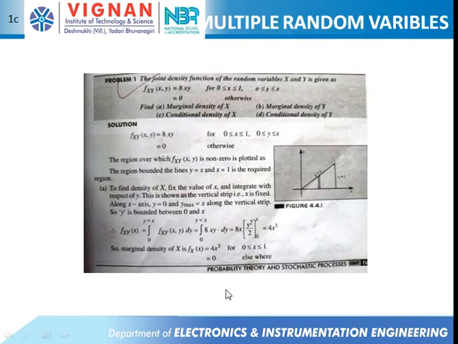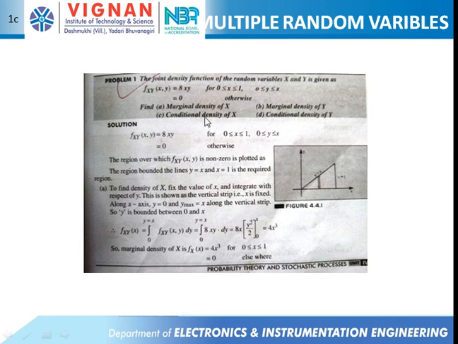Next problem is on the joint density function. Here the joint density function of random variables X and Y is given as f_XY(x, y). It is a small f, the joint density function, so it should be represented with small f_XY(x, y) equal to 8xy for 0 less than or equal to x less than or equal to 1 and 0 less than or equal to y less than or equal to x, and it is equal to 0 otherwise.